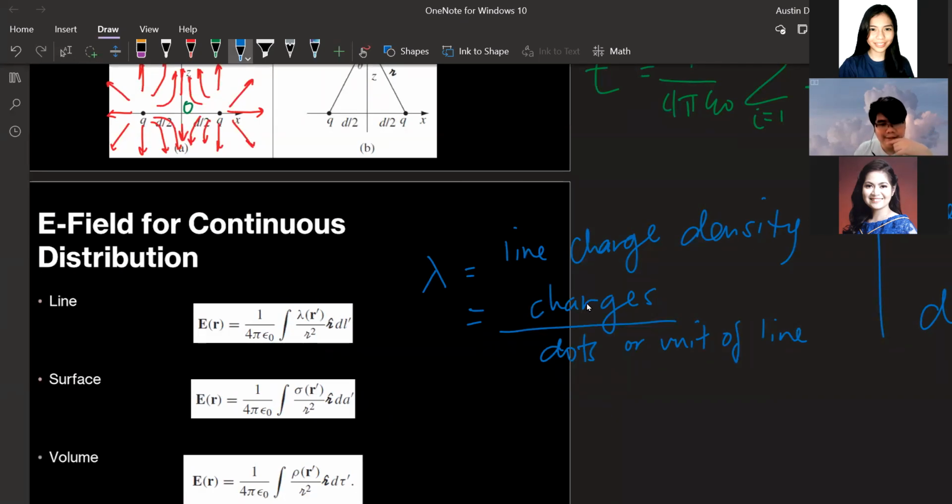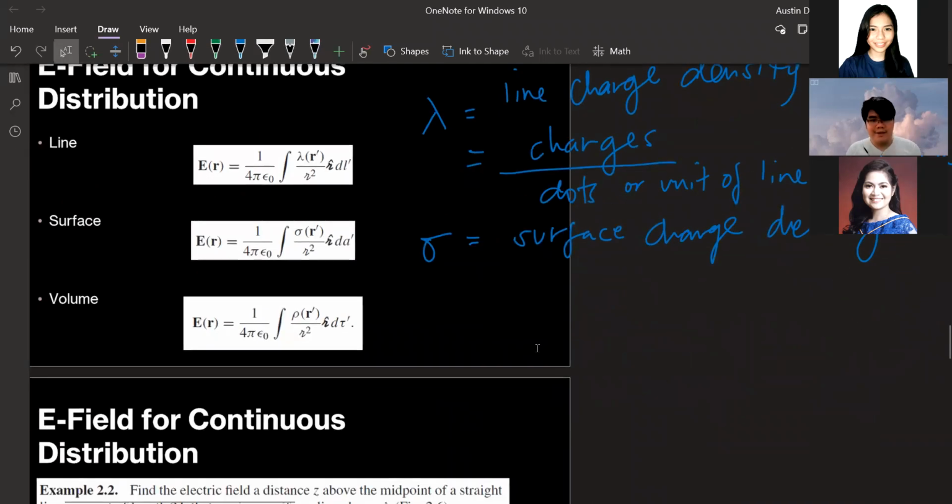And then sigma. Ang dami natin mga variable. Parang COVID lang. Daming Greek letter. Sigma is the surface charge density. Surface charge density. And if we can imagine that, we have charges per area. Tama?